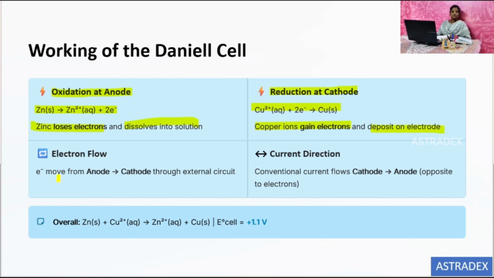Coming to the convention, as you know, when there is a flow of electrons in one direction, the current flows in the opposite direction. Here the electrons flow from anode to cathode. Once again I am repeating, the electrons flow from anode to cathode, whereas the conventional current flows from cathode to anode. It is just opposite to the electrons. And here the overall reaction is given again: Zn plus Cu2+ gives Zn2+ plus Cu. On connecting the two electrodes by means of a wire and the salt bridge, it produces the EMF of 1.1 volt.